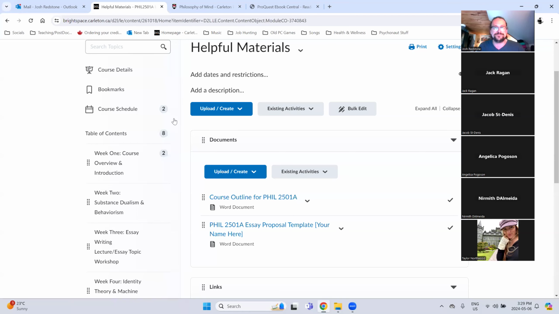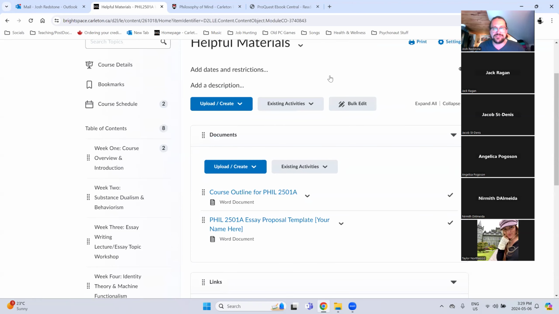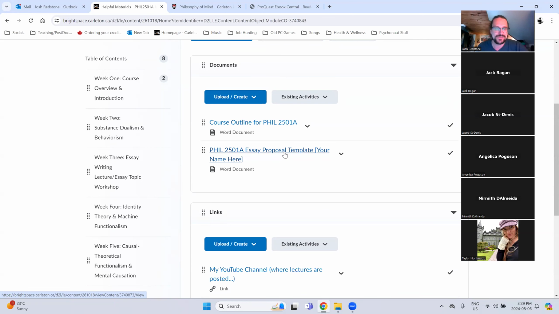One other thing on Brightspace that I will draw your attention to. If you go to the course table of content and go down to the very bottom, here, let me share my screen again. Go down to the very bottom. You'll find the helpful materials module. So it's right here. And I have links that you'll find important and helpful. Links and some documents. So the course outline is there. There's a template for your essay proposal. Please use the template. It will make your life easier.